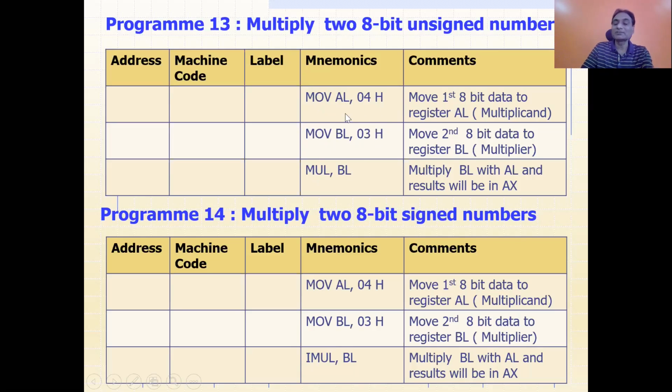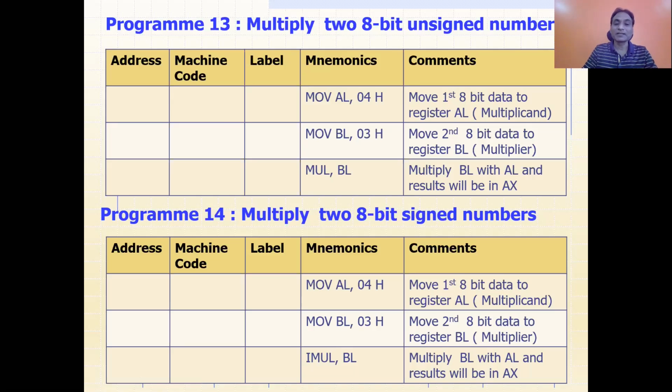So the second multiplier is going to be transferred to BL, and next would be MUL BL only. That's it, nothing else. This will multiply BL with AL, but remember your product would go to AX. So this is the format of the MUL BL instruction. By default, in a multiplication instruction, your multiplicand is always going to be in AL, and therefore whatever number you would like to have as a multiplicand needs to be loaded into register AL. That you need to be very sure about.